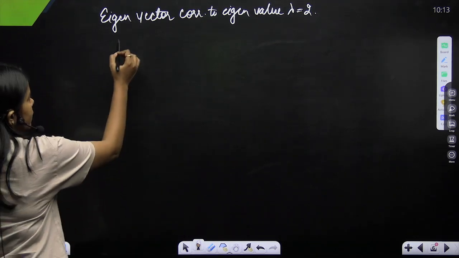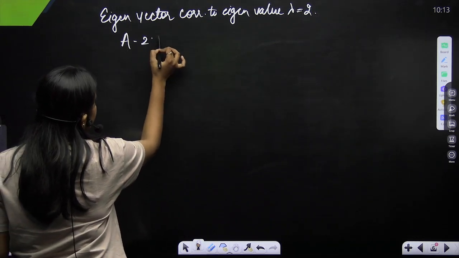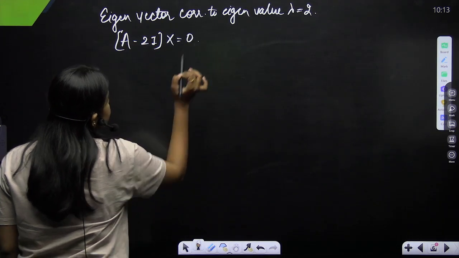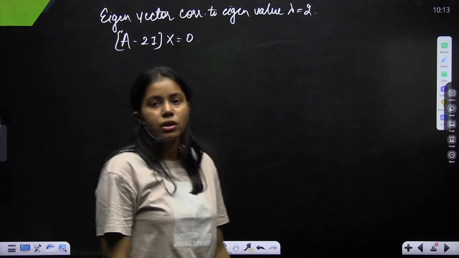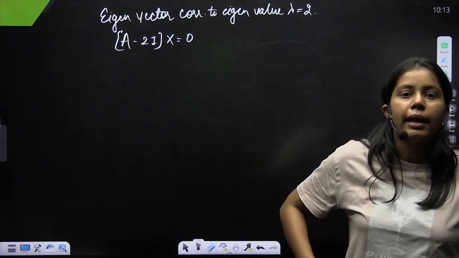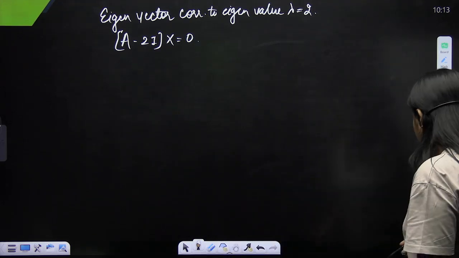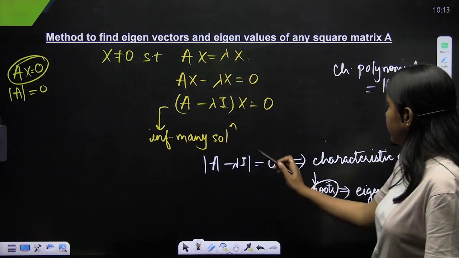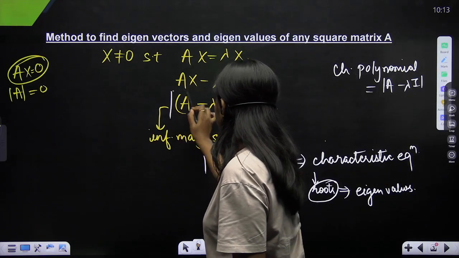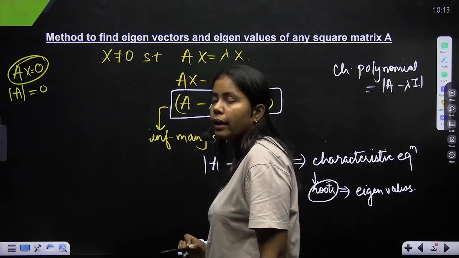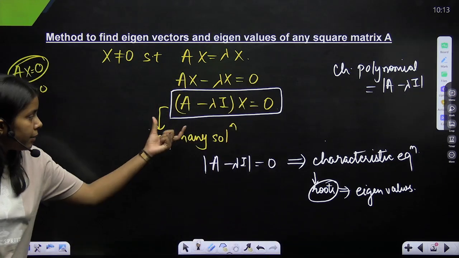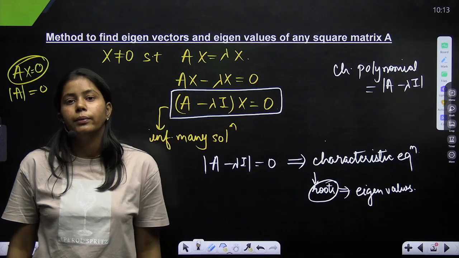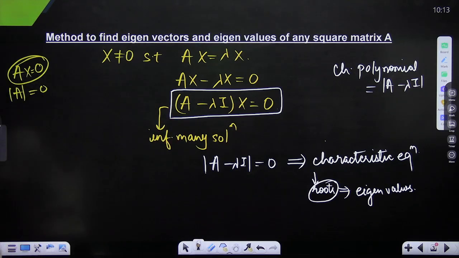So what would I do? I'll just substitute, A minus 2I times x equals 0. I need to solve this system of linear equations so I get the eigenvector. A minus lambda I times x equals 0. To find the eigenvector, I have solved for lambda. Once I get this lambda, I'll get this matrix. Now I can find the value of x. So the same thing I'm going to do here.